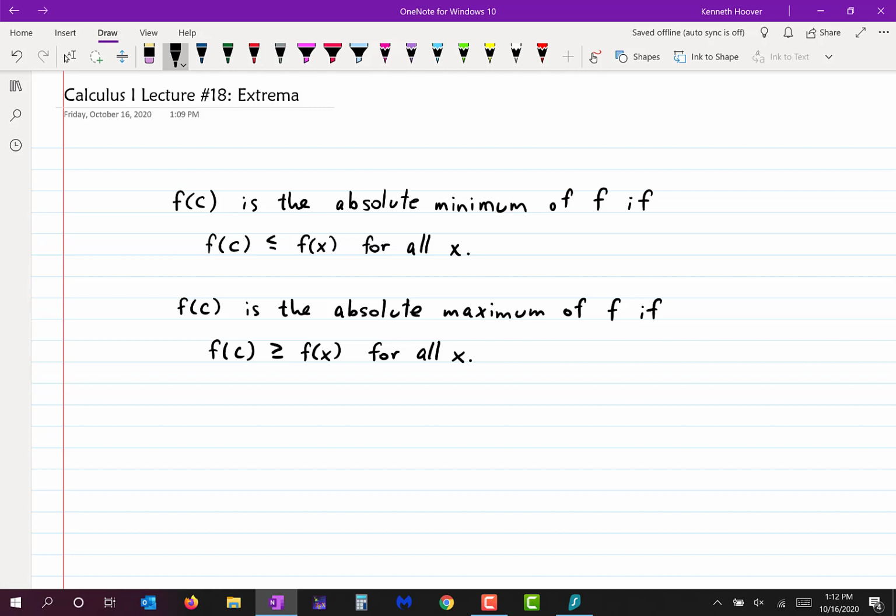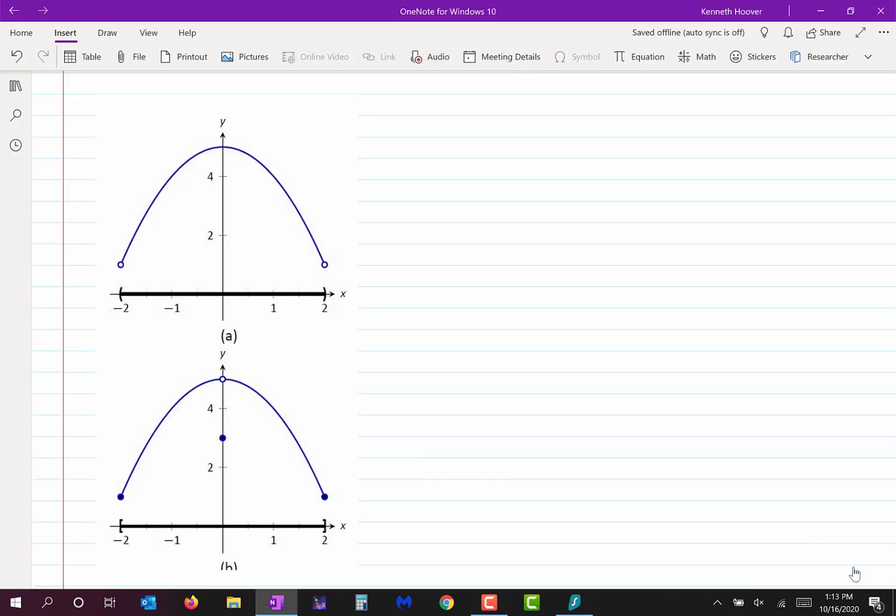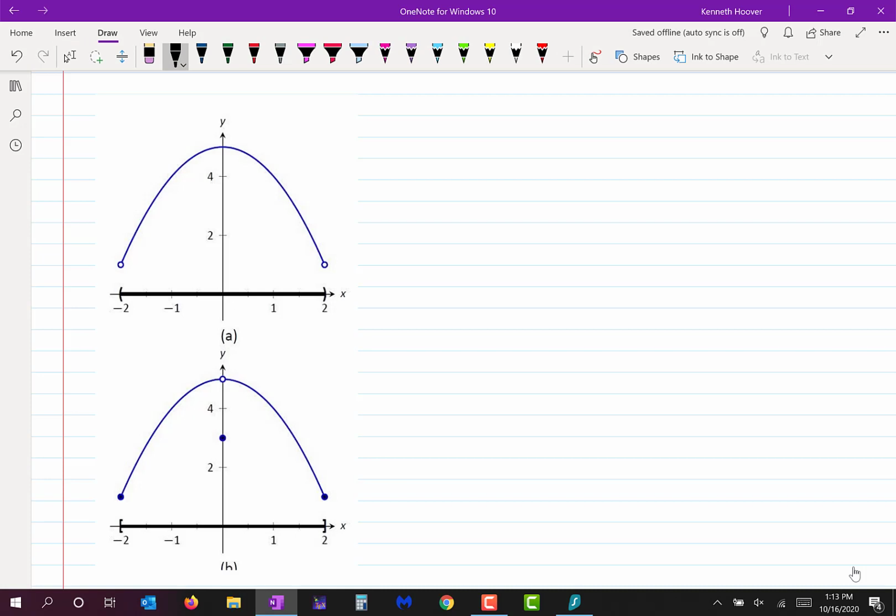Okay, I'm going to show you a couple of pictures here. Look at these two graphs. In the top picture, labeled A, I want to point out that it has an absolute maximum. I can't tell exactly what it is. It looks to me like it's about 5, but let's not guess. The point is that I can say for sure it has an absolute maximum at x equals 0. That's the absolute maximum.